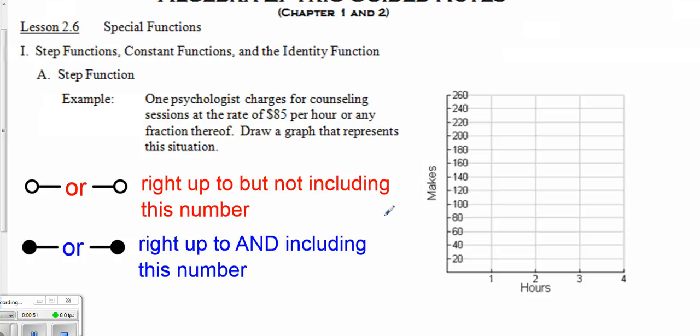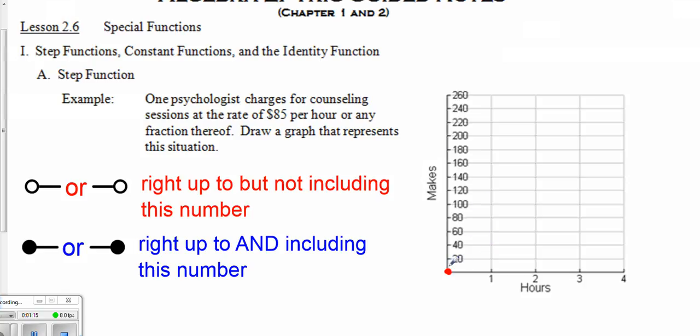As you go into the psychologist, they are going to charge you. So if you're there for, let's say, exactly 0 hours, you should pay exactly $0. No hours, no dollars. You shouldn't have to pay them. That should make sense, and that should be nice and easy.